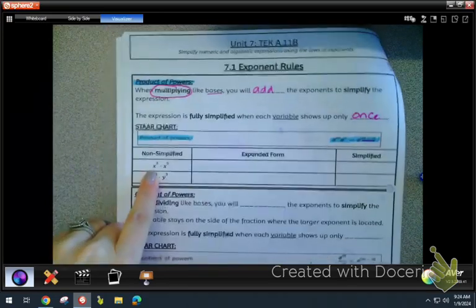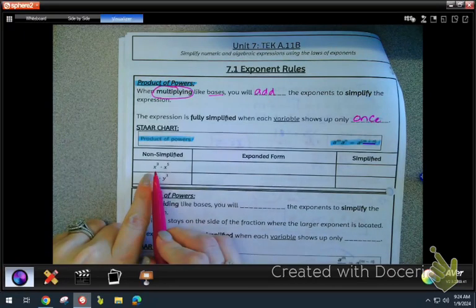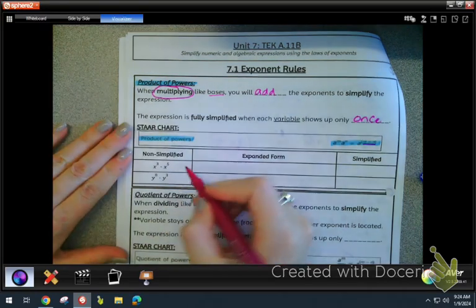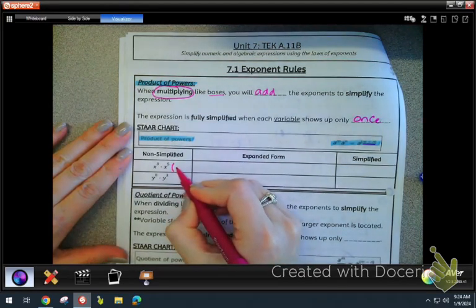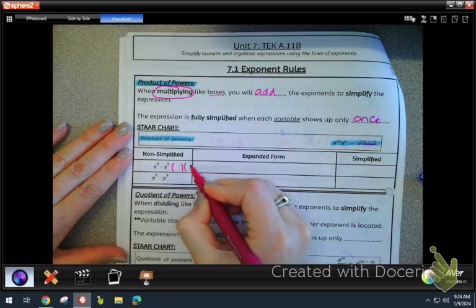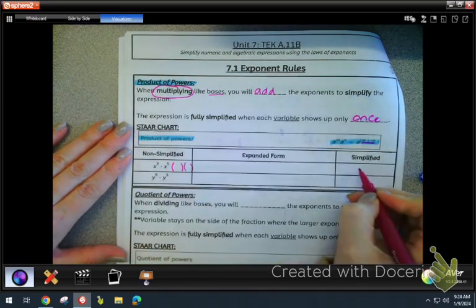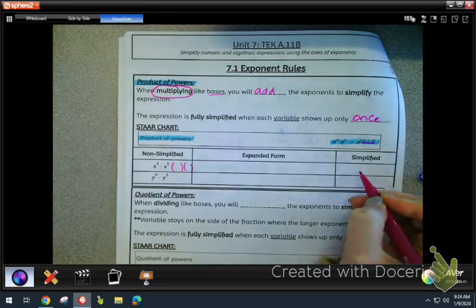So let's look at this right here. It says non-simplified: x to the third times x to the fifth. How did I know that was multiplication? Because there's a dot. What's another way to represent multiplication? Parentheses. You can do parentheses side by side like that. That also can mean multiplication. Okay? So before we jump to how the rule works, I'm actually going to expand this out.